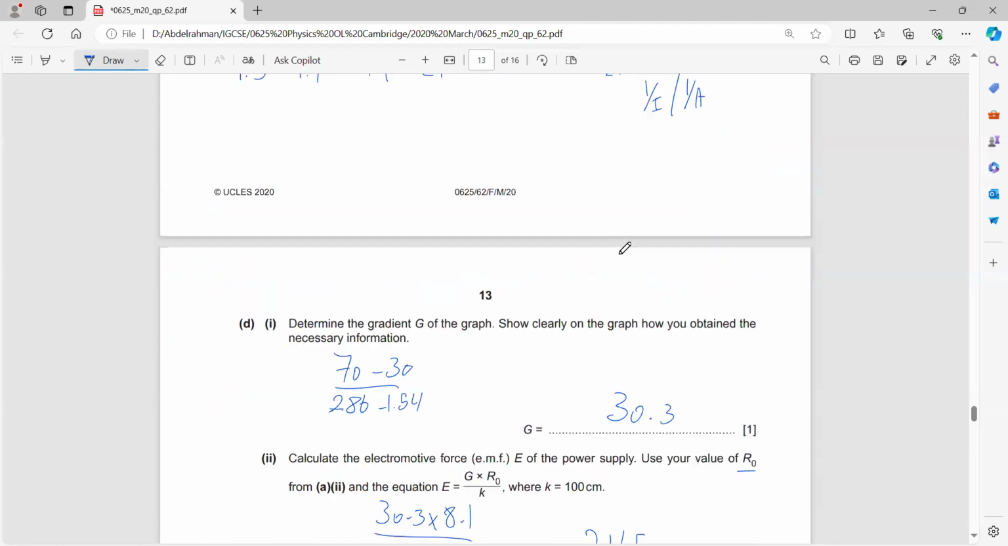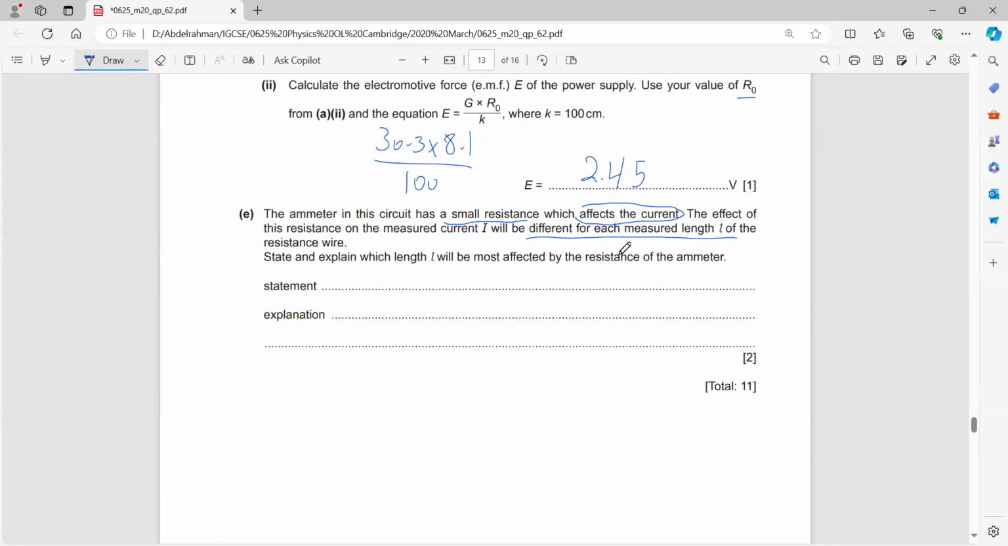Okay. I hope you got it. Does anyone not understand it? Which length would be the most affected? The 30 centimeters. Again, the 30 centimeters has the shortest length, meaning it has the least resistance. If I add some more resistance, 3 ohms, whatever resistance this ammeter has, would it affect it that much? Yes, it would. Why? Because of the percentage error.